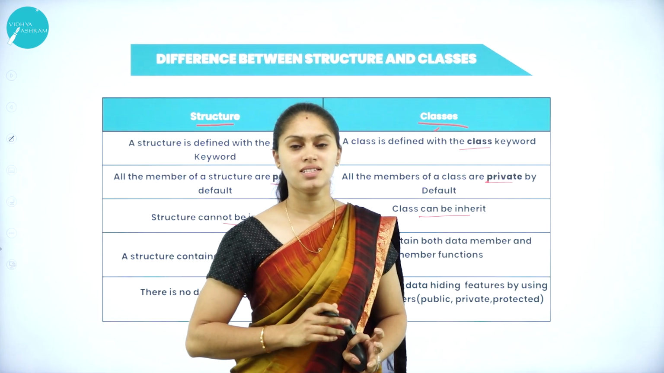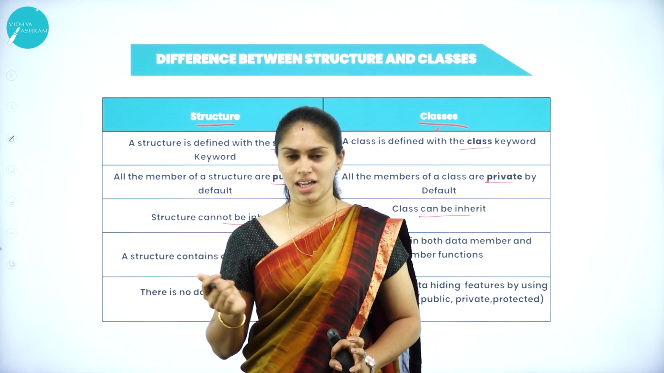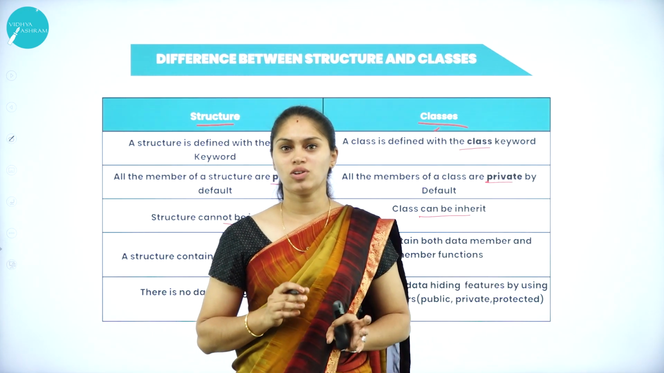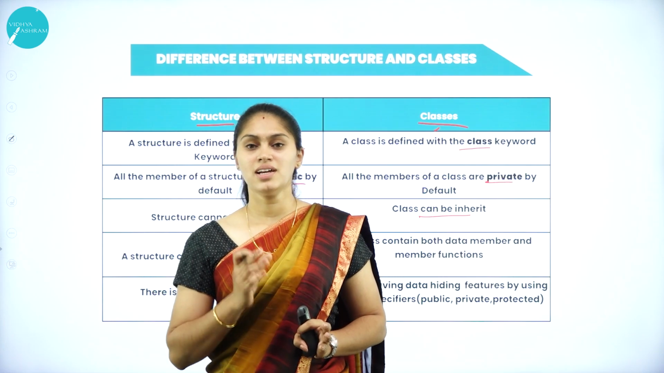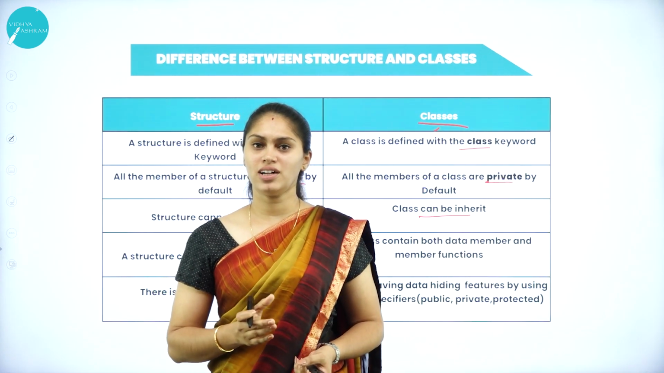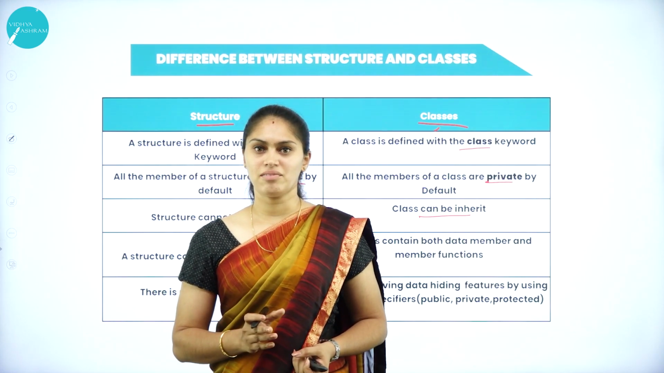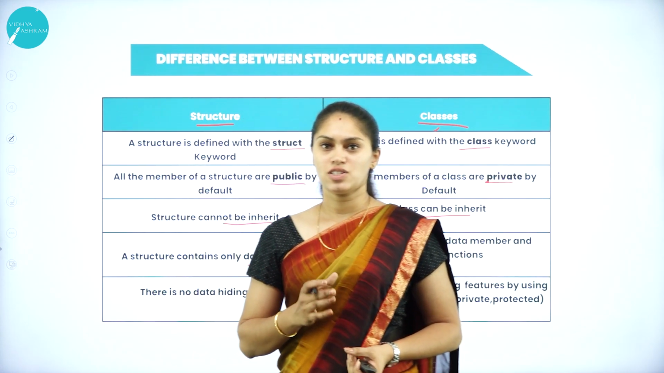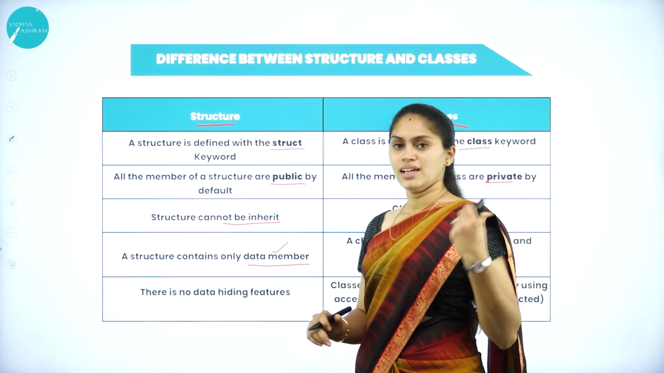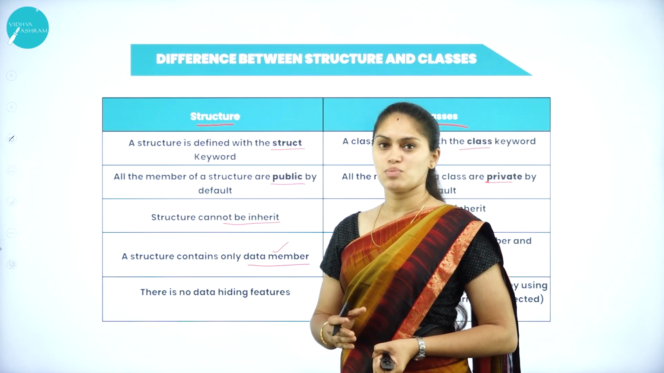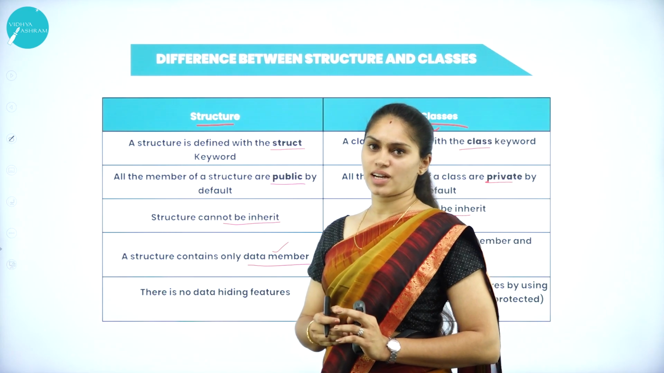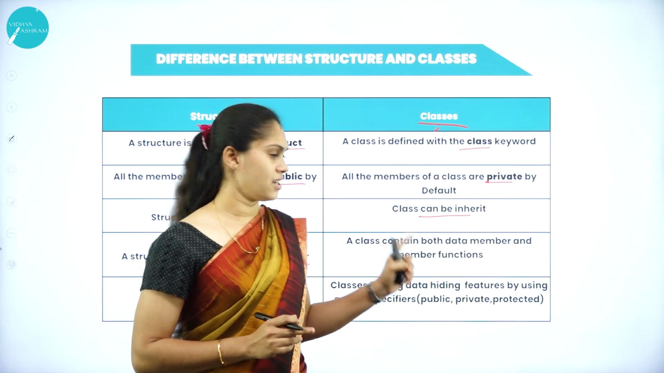What is the first difference? In a structure, we use the struct keyword. In classes, we use the class keyword. In a structure, there is no access specifier; by default, it will be public in nature. But in classes, by default, the access specifier will be private. And in a structure, there is no member function; it has only data members. In classes and objects, it has both data members as well as member functions, and we cannot inherit structures, but we can inherit classes.